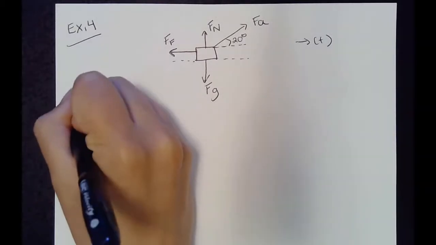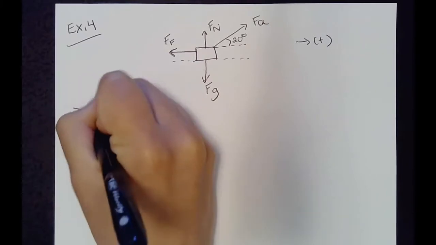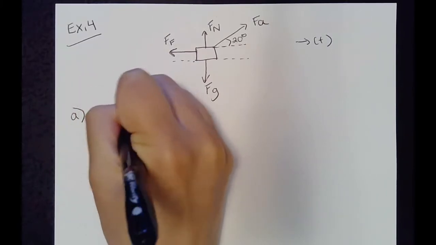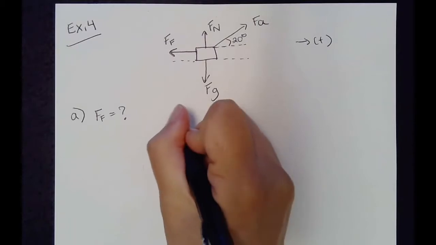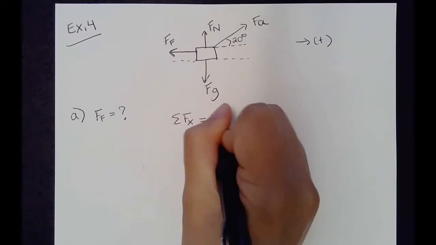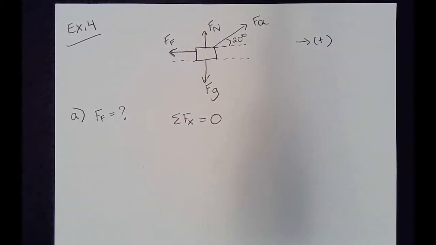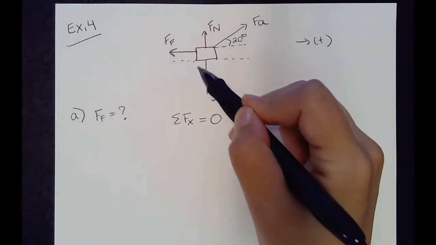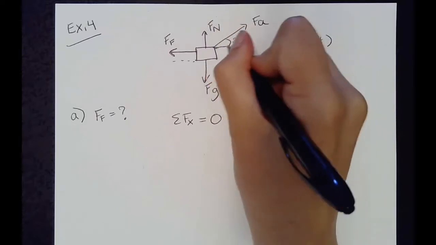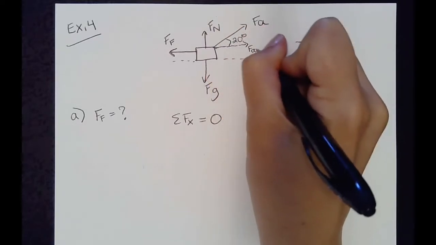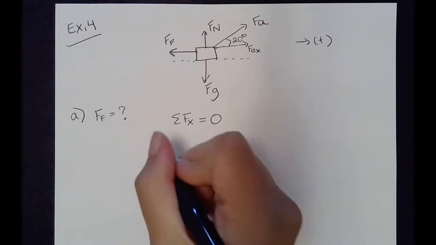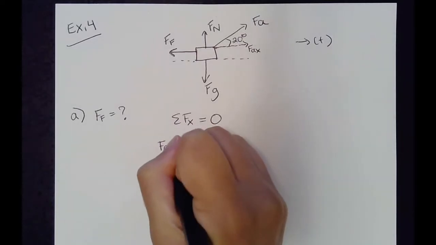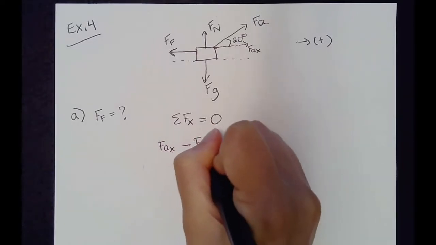Okay, so in the first part, we want to find the friction force. That's our unknown. That's horizontal, so I'm going to start with the net force in the x direction equal to 0. This is a 2D problem, so we'll need to use F net x and F net y to solve. Okay, so the sum of the x forces has to equal 0. We have two forces with x components, friction, and this component of Fa, which is Fax. So I have Fax, which is positive, minus friction equals 0.